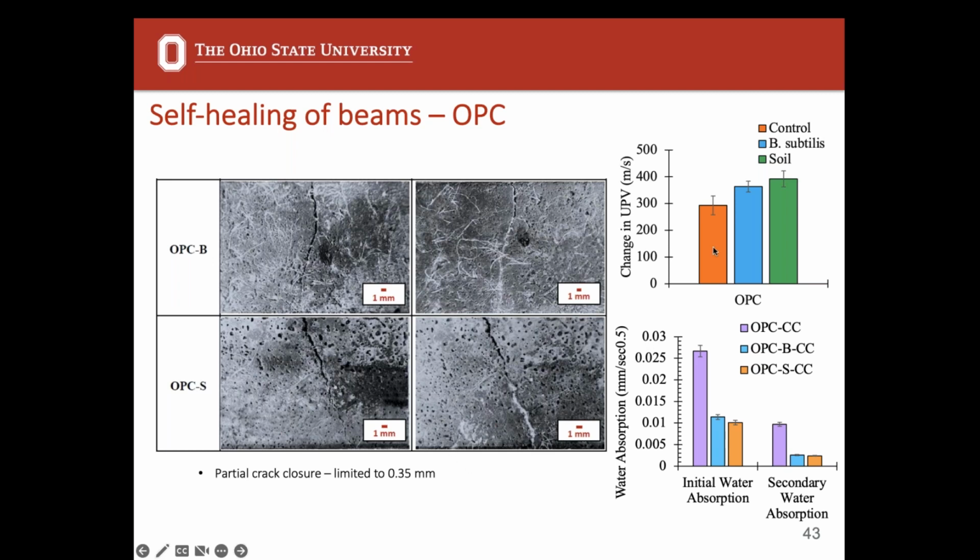We also did see increases in UPV, which is an indication of the total density of the concrete. And we also saw pretty significant drops in total water absorption when we tested sorptivity of the bacterial samples compared to the non-bacterial samples. So we do have evidence here that the crack and the pores of the concrete are being filled by calcium carbonate material and are doing what we had hoped they would.